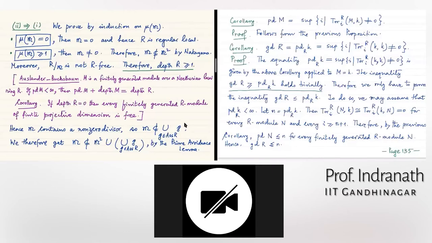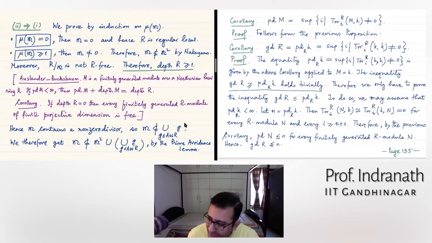Okay, so now this part, although you can see, I have explained it here. Now this is very, very important, where actually you invoke Auslander-Buxbaum. Nikhilesh was making a mention of this a couple of minutes back, that once you have, this is not free, therefore you can conclude that depth must be at least one. Okay, so well, this is the way to prove that.